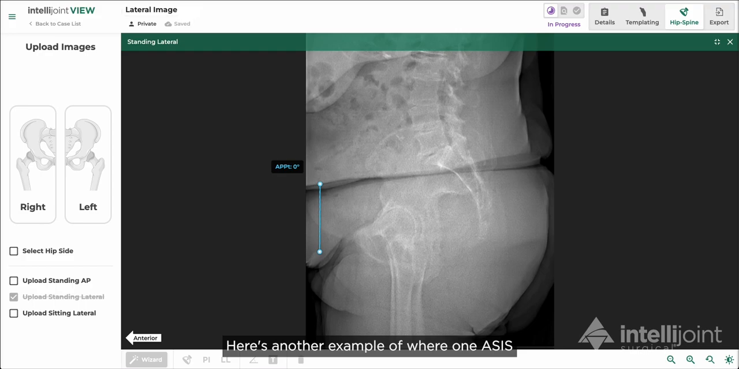Here's another example of where one ASIS is very easy to visualize and the other isn't. But based on the curvature of the iliac crest, you can follow it downwards and see the 2 points.